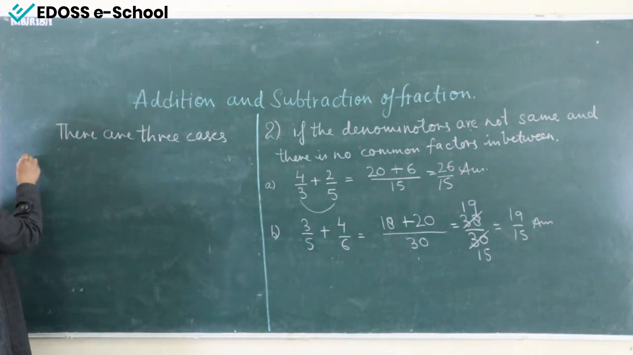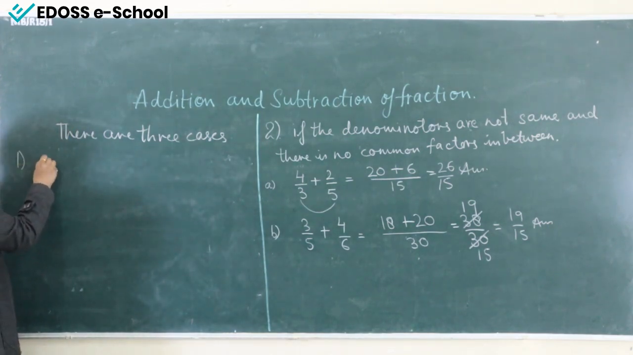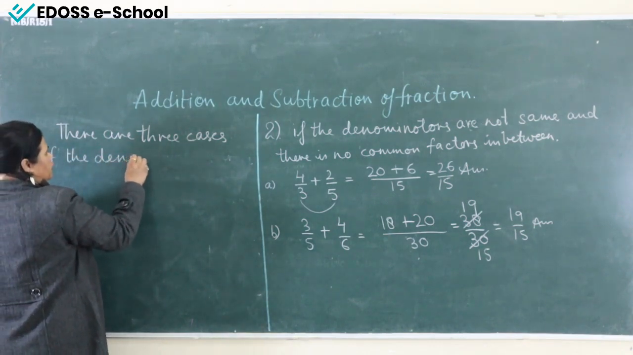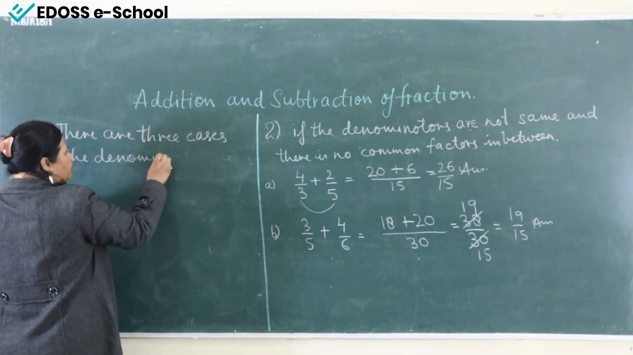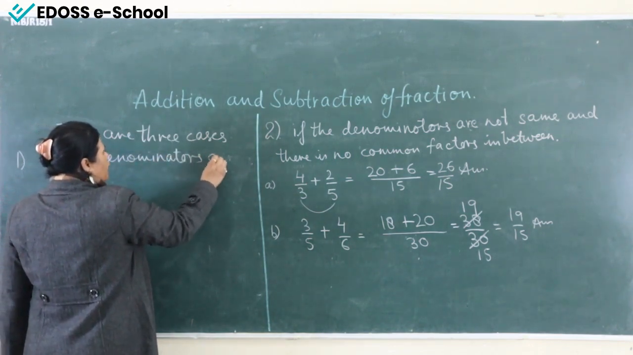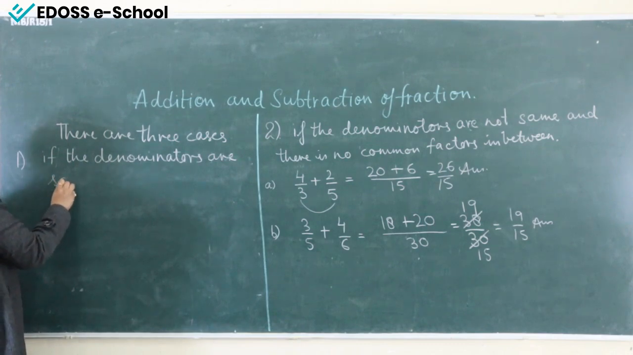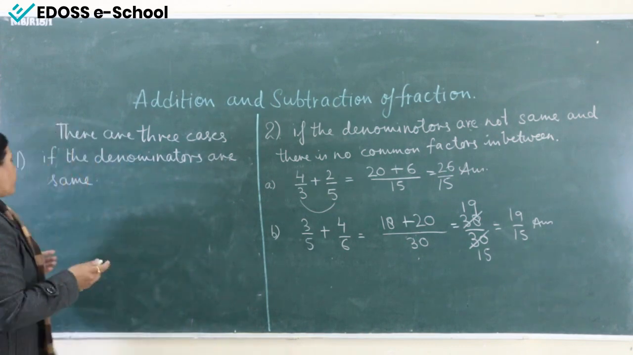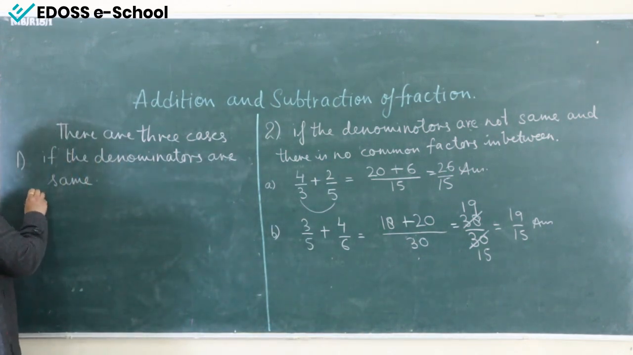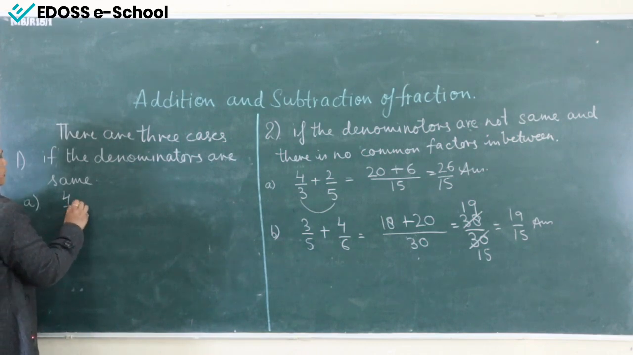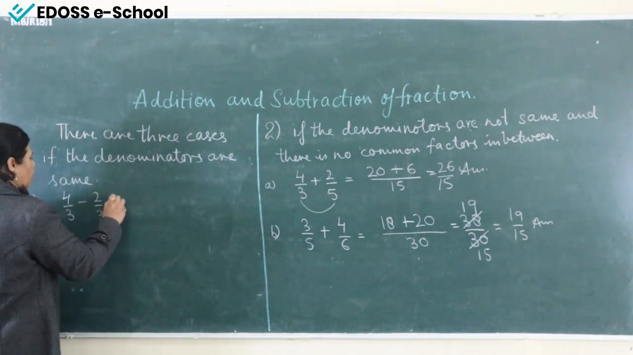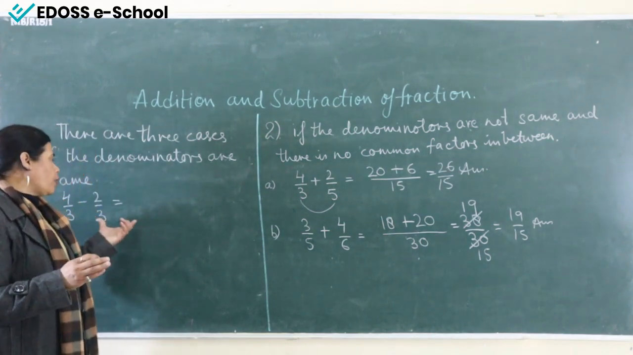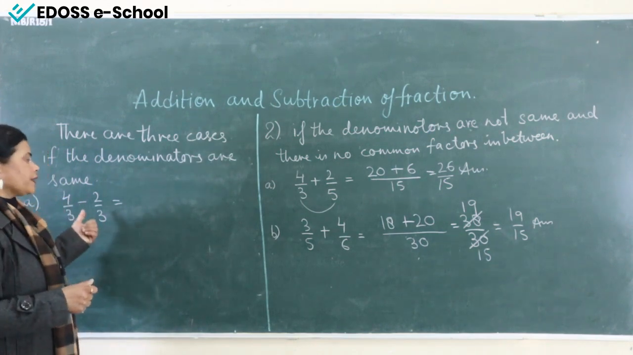So in subtraction, in the first case, if the denominators are same, so what you will do, again you take an example. Again I am taking 4 upon 3 minus 2 upon 3. Now look here, denominators are same. So what is the difference between addition and subtraction is, denominators are same but the sign is different because here it is minus sign.